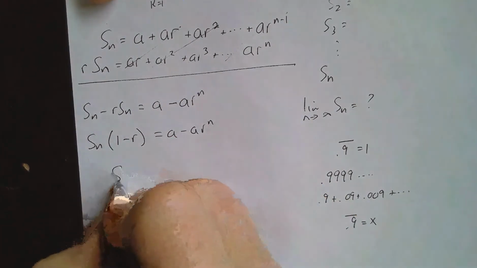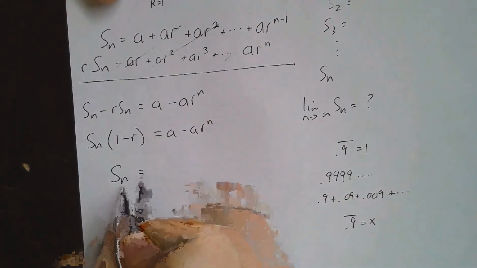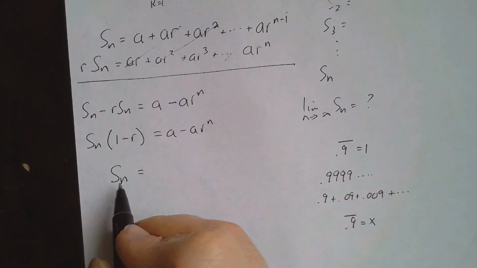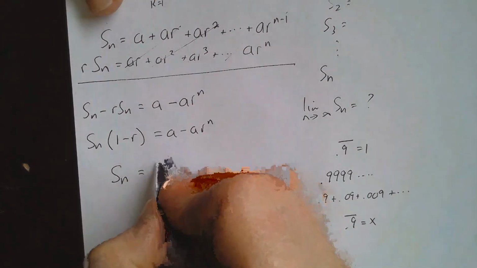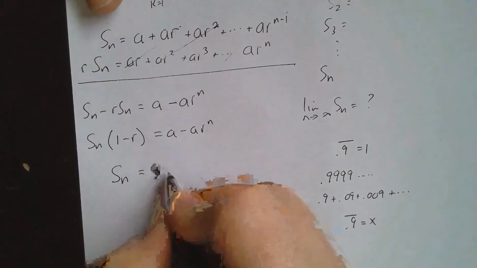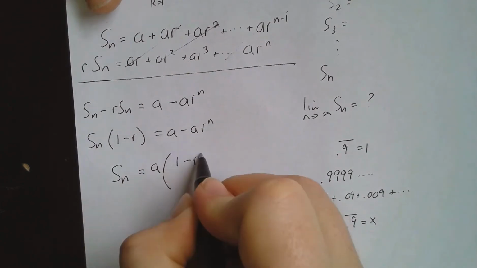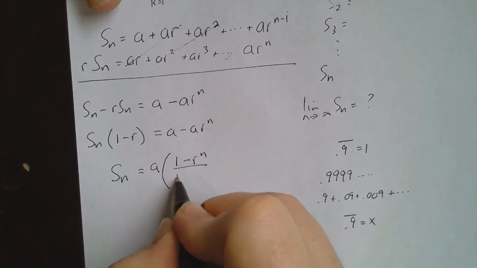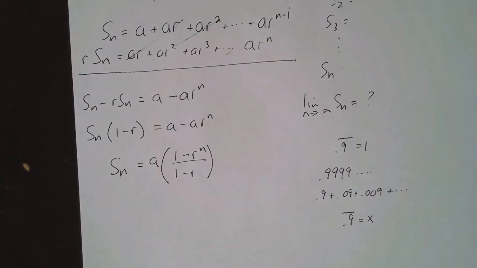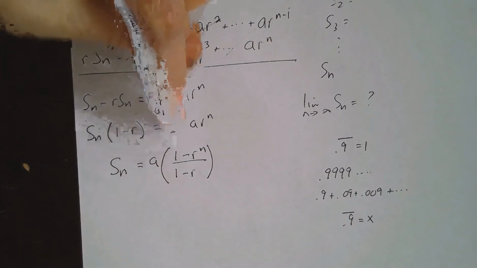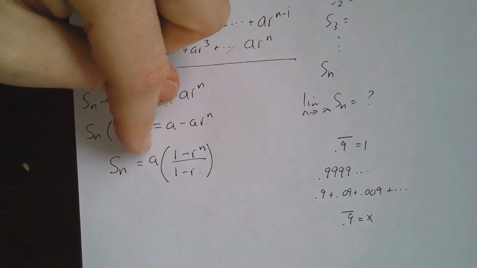So s sub n, the nth partial sum for any term in any geometric series, will be equal to a times 1 minus r to the n, divided by 1 minus r. So now I've come up with a rule that is very consistent for any n value that I choose to plug in, such that I can find an r and an a.